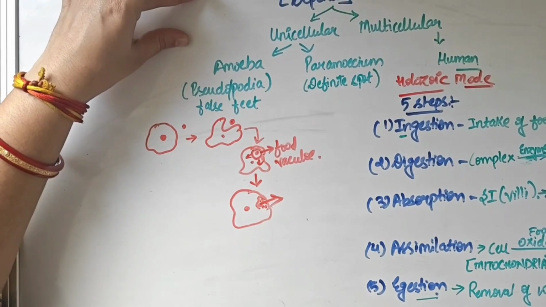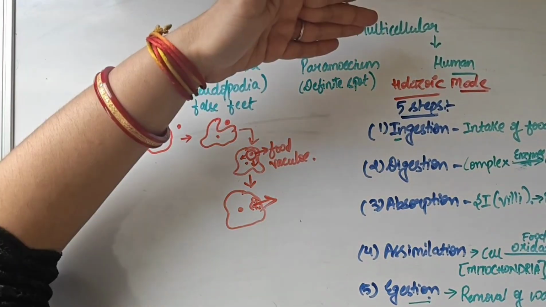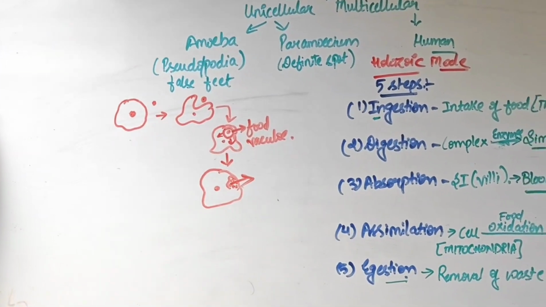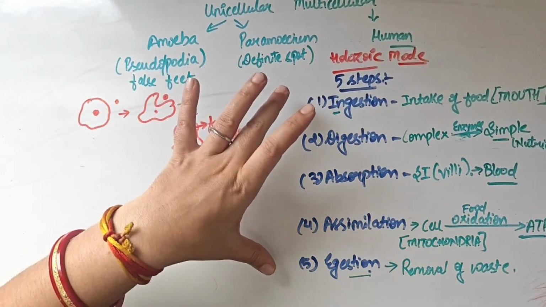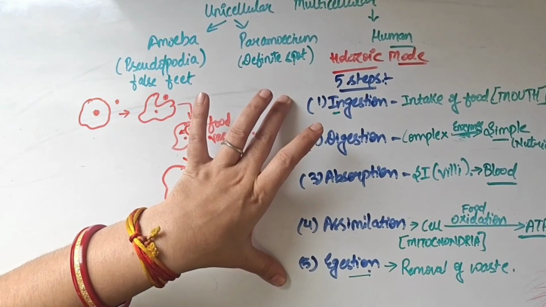So this was a quick introductory video about what is heterotrophic mode of nutrition. In this we have spoken about the mode of nutrition in different organisms, like in unicellular and in multicellular, how it happens, and we mainly need to discuss and learn in detail about the human mode of nutrition, which is the Holozoic mode, comprising these 5 steps.